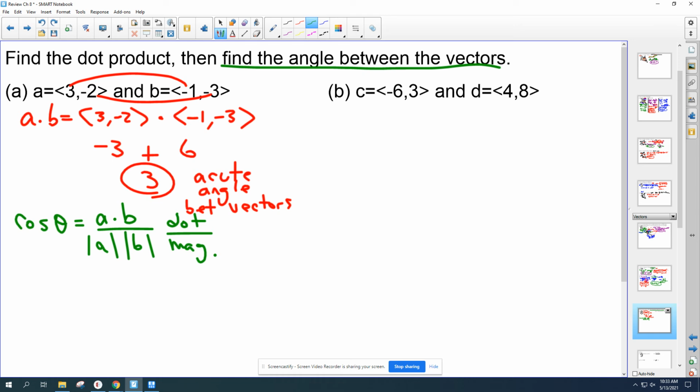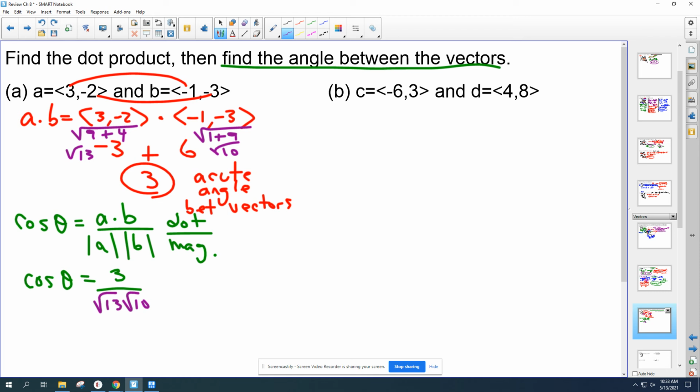Okay, so the dot product we just found was 3. Cosine theta equals 3 over. Now the magnitudes, the magnitude of this one, square root of 3 squared plus negative 2 squared. That's square root of 13. So the magnitude of A is square root of 13. And the magnitude of B is going to be square root of negative 1 squared plus negative 3 squared. That's square root of 10.